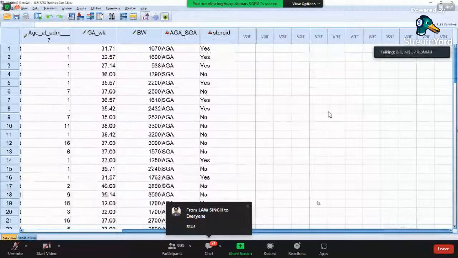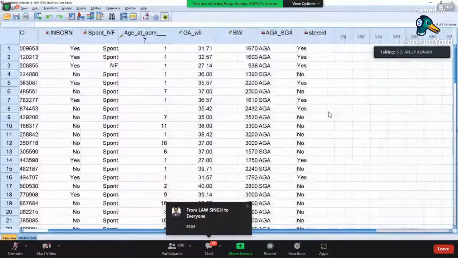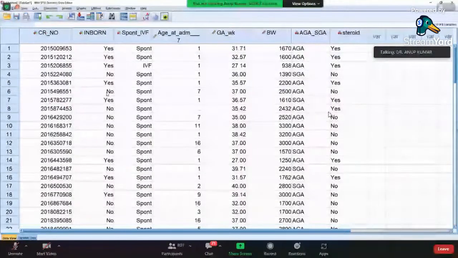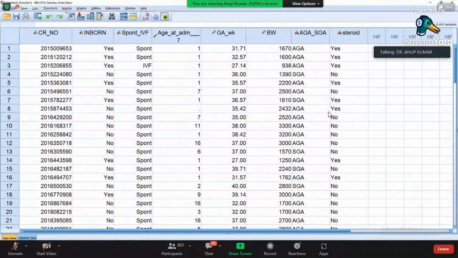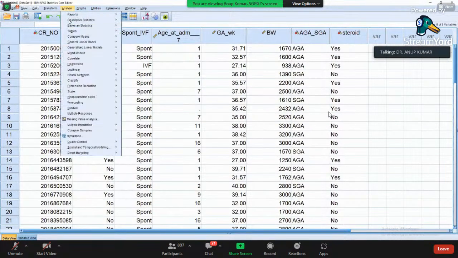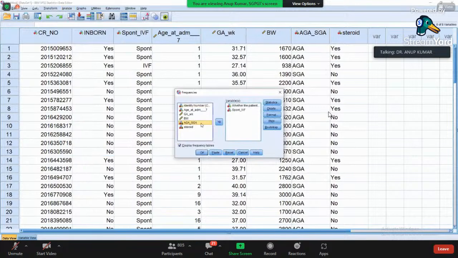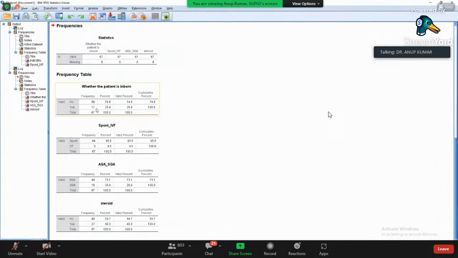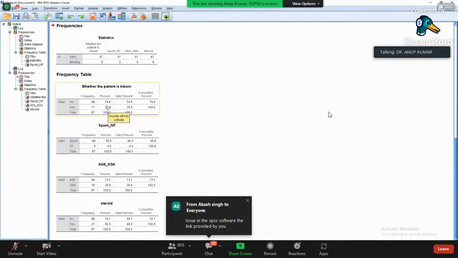Now, this is your data set. Now you want to summarize this data set. For that, you should go to descriptive statistics and go to frequencies, and in frequencies you just put all the categorical variables like this. And then click OK. From here you can see the frequency and the percentage. So you can write down these results into your Excel sheet.